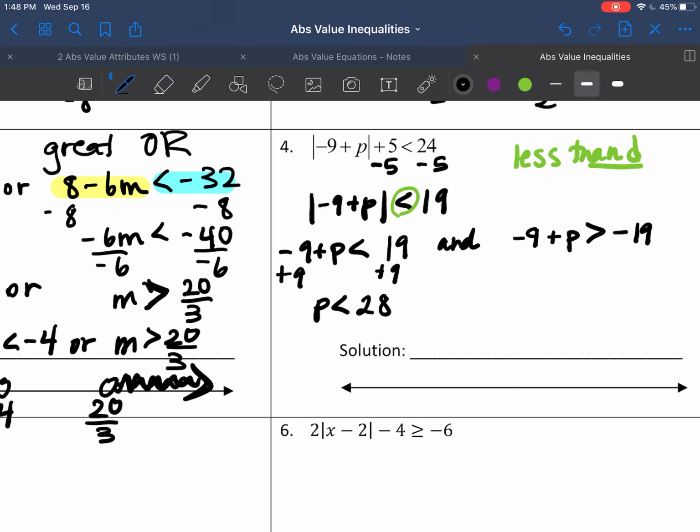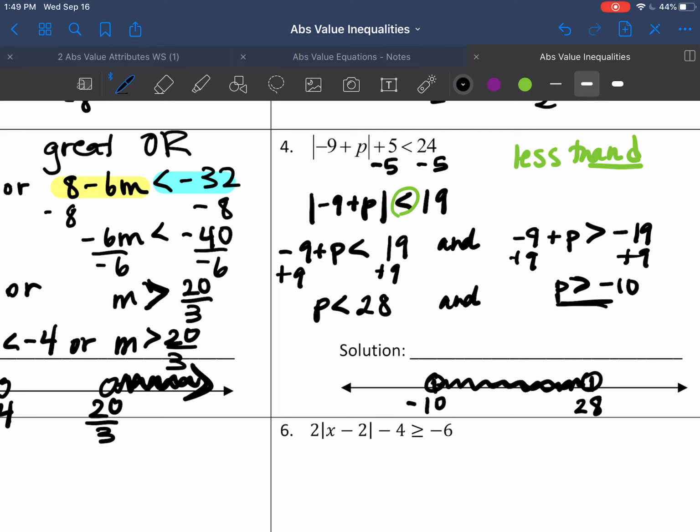So P is less than 28 and P is greater than negative 10. Negative 10 would go here, 28 would go here. There's no line under the inequality, so open circles. Less than 28 is this way. Greater than negative 10 is this way. And we got a sandwich, just like we expected.